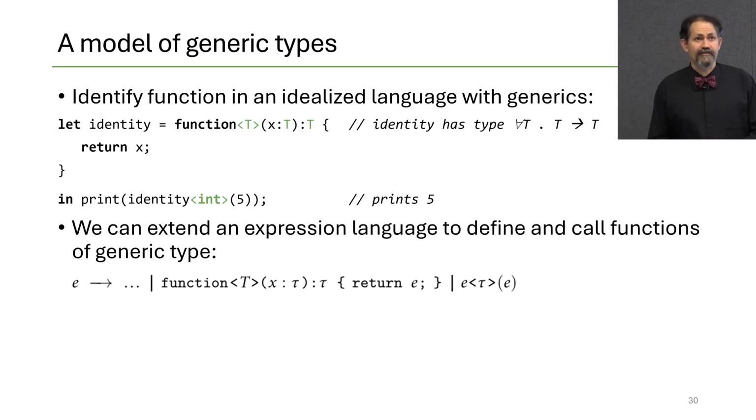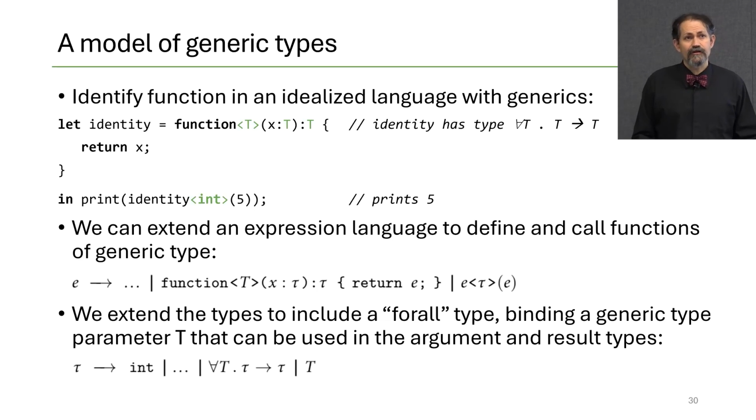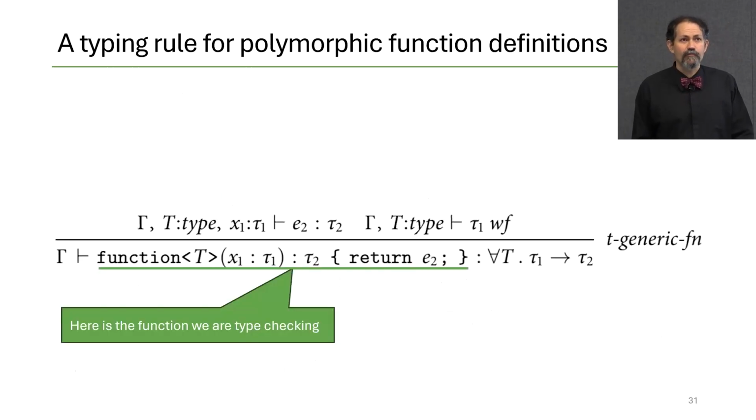We can also call functions like this with the syntax where we have an expression e to define the function, an argument tau for the type parameter, and another expression e for the argument. We will also extend the types in our theory to include a for all type. This for all type binds a generic parameter t that can be used in the argument and result types, which are just other taus from the language. That type t is also, of course, now a kind of type tau, because that's how we can embed it in these types tau.